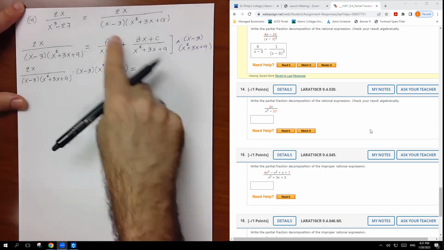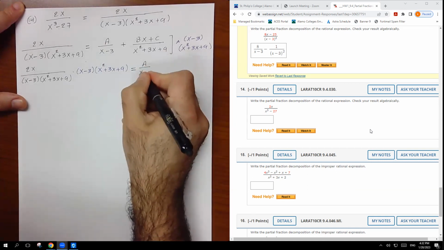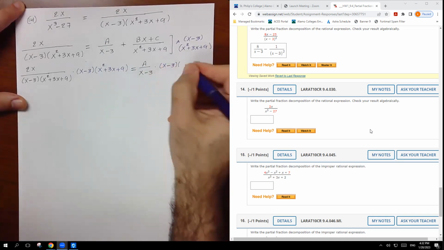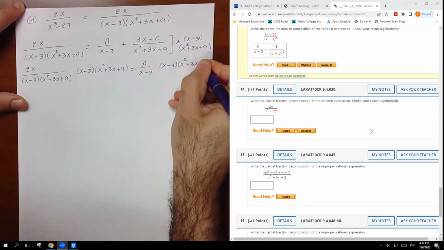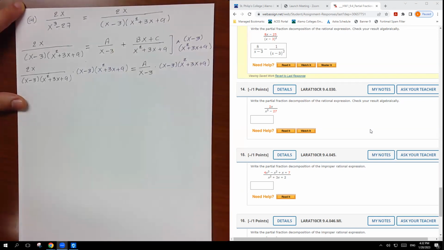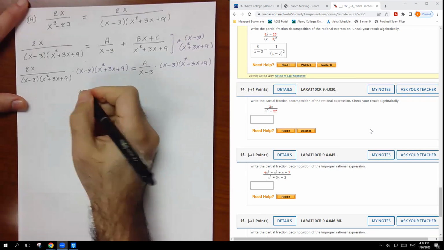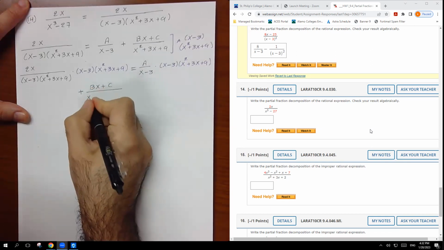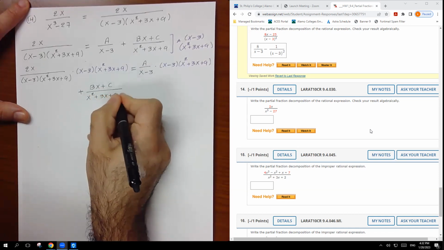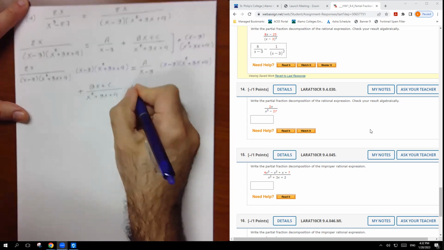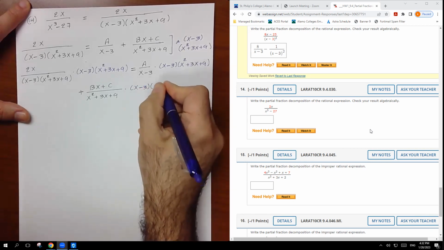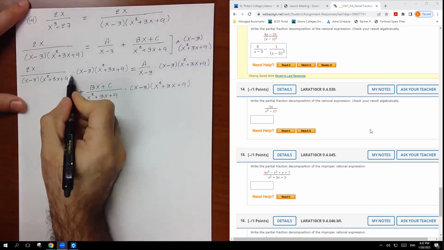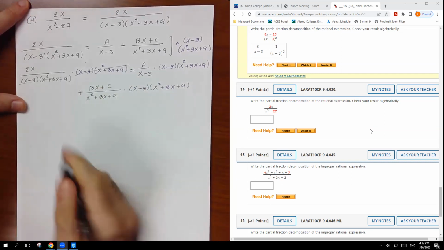I'm going to write down now A over x minus 3 times the least common denominator, which is x minus 3 and x squared plus 3x plus 9, plus Bx plus C over x squared plus 3x plus 9 times the least common denominator, which is x minus 3 and x squared plus 3x plus 9. Now we're going to cancel everything here with everything here. The left is only 2x.